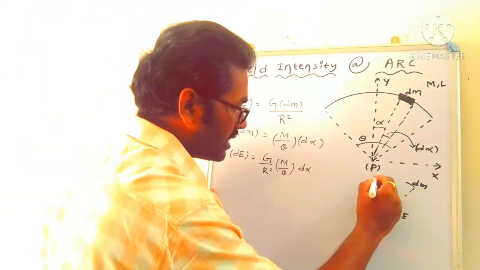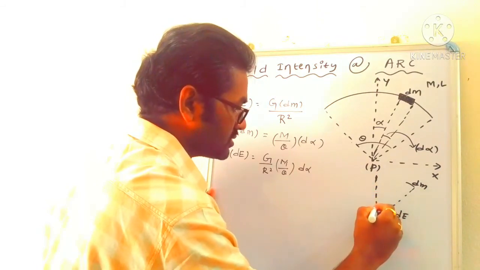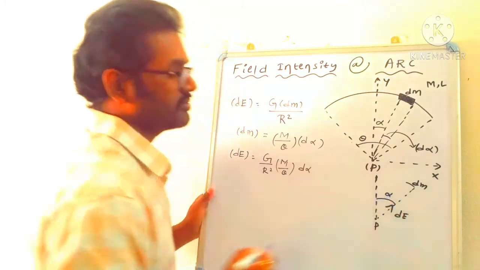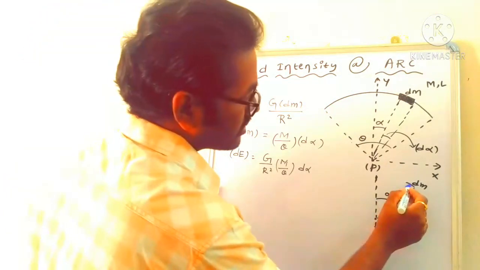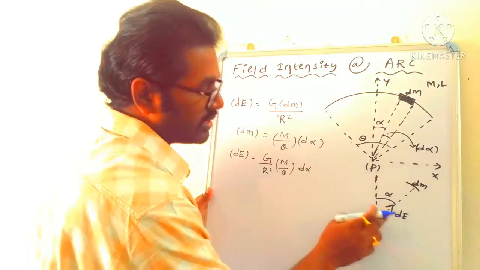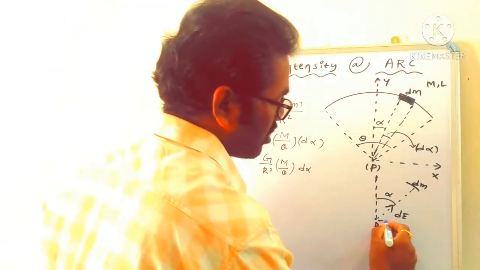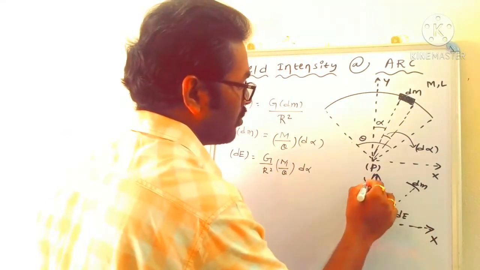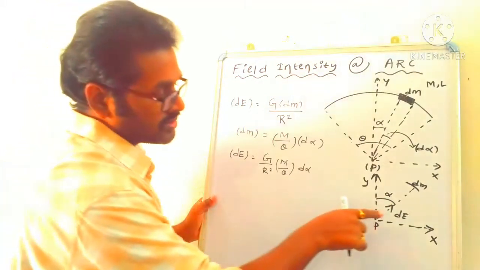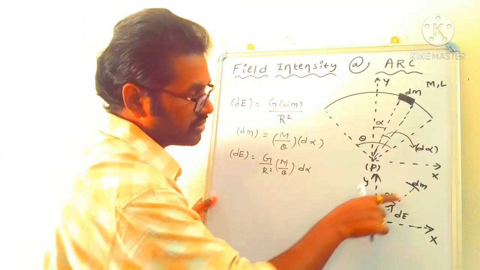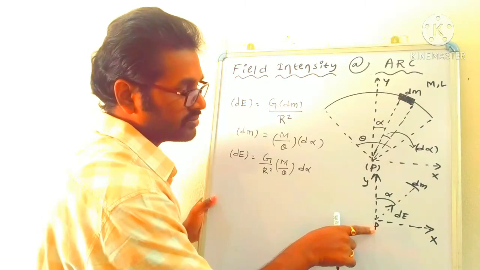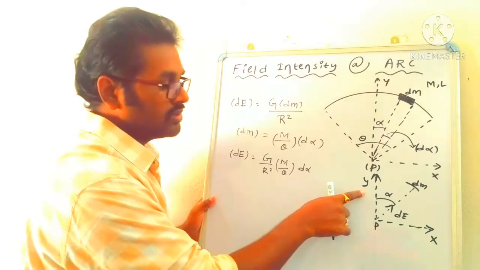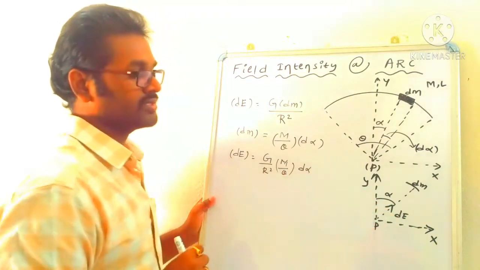And here is a vertical line, or we can say the y-axis. The angle between these two is given as alpha. Now we can divide this dE into two components, one along the x-axis and the other along the y-axis. There you can see dE, which is acting towards dm from the point P, and this vector makes an angle alpha with the y-axis. So we can resolve this dE into two components.